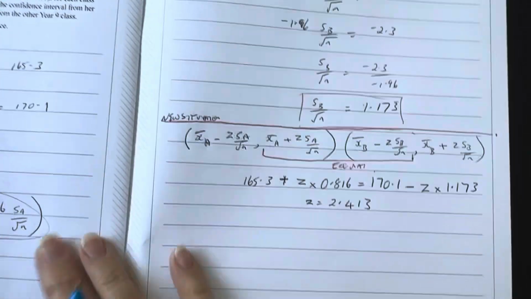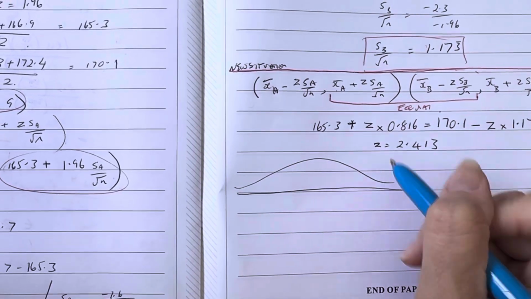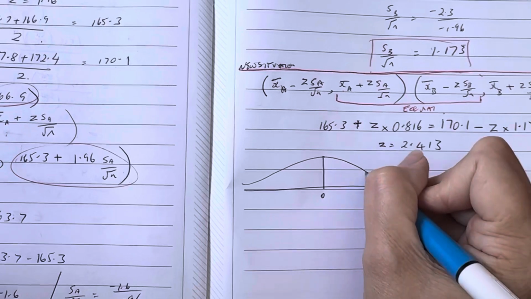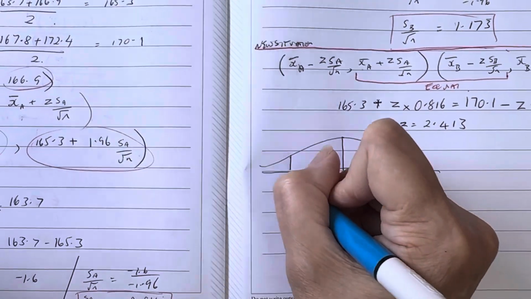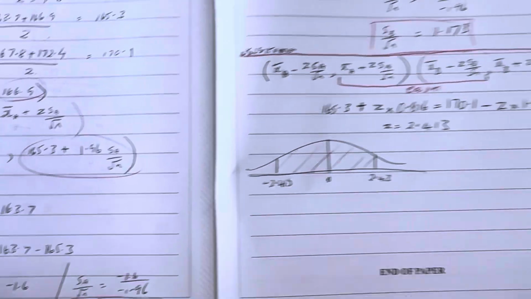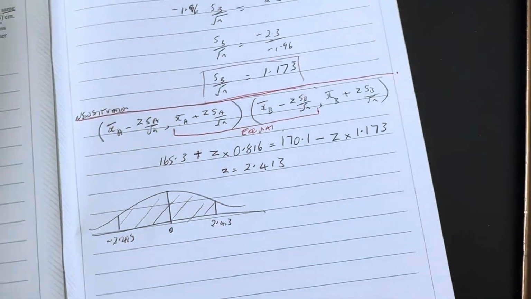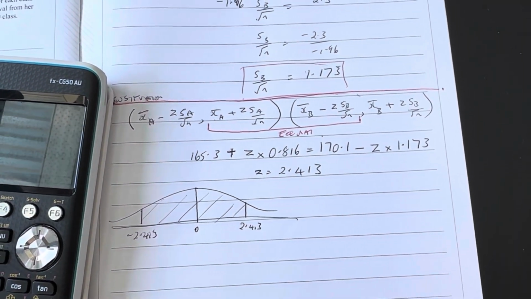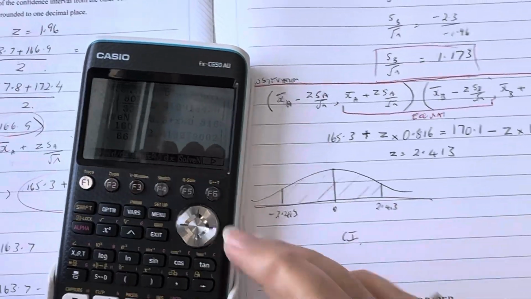Now, what does this all mean? So in a normal distribution, where the mean is 0, 2.413, negative 2.413. What kind of area am I getting there? So I want to work out what percentage my confidence interval is.